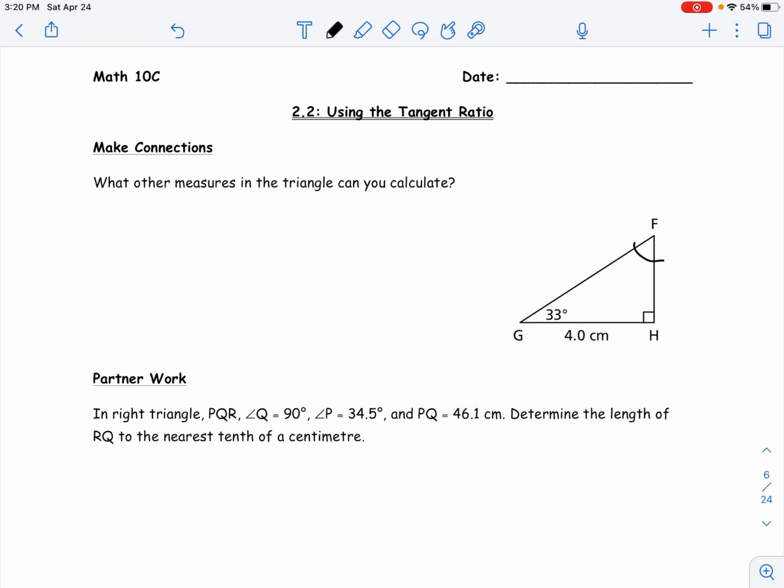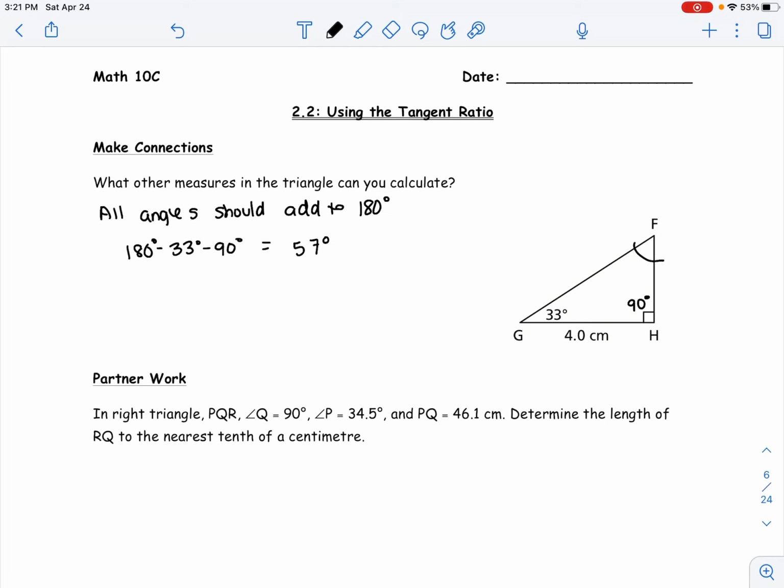Well, I could find the other missing angle because all angles, when added together, should add up to 180 degrees. So we already know that this is 33 for G. This H angle would have been 90, and then we could have done 180 minus 33 minus 90 to get our missing angle. So that's what we could do to find out that missing piece. So we have 180 minus 33 minus 90 gives us 57 degrees.